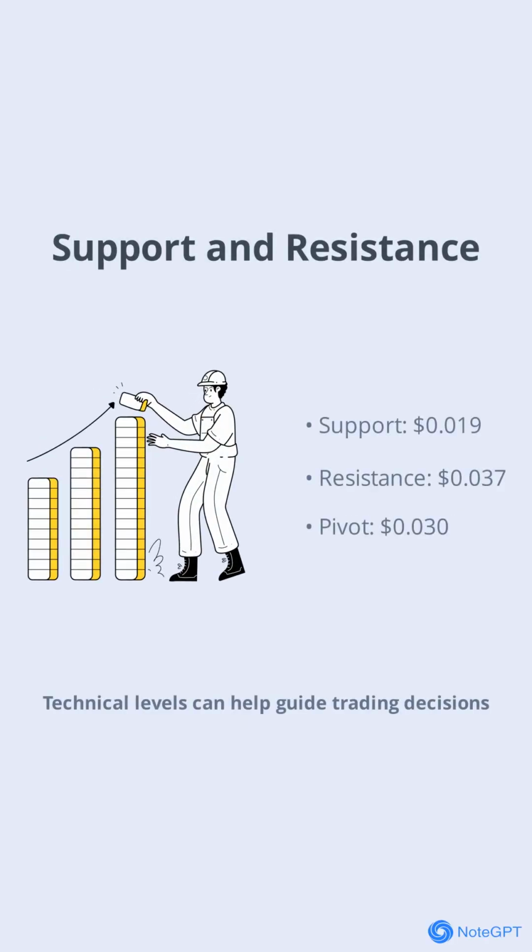Technical levels can help guide trading decisions. For OCG, the nearest support is at 0.019 with resistance at 0.037. The pivot point sits at 0.03, just above the current price. These levels may act as barriers or targets for price movement in the coming sessions. If the price breaks below support, further declines are possible. Conversely, reclaiming resistance could signal a short-term reversal. Watch these levels closely for potential trading opportunities.